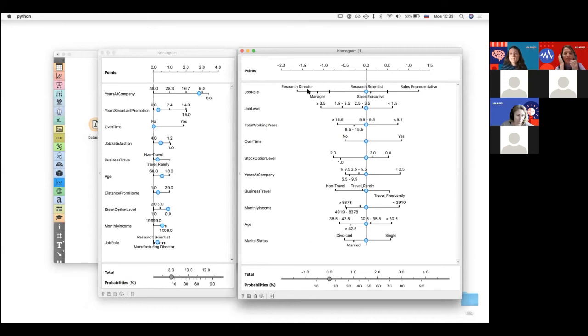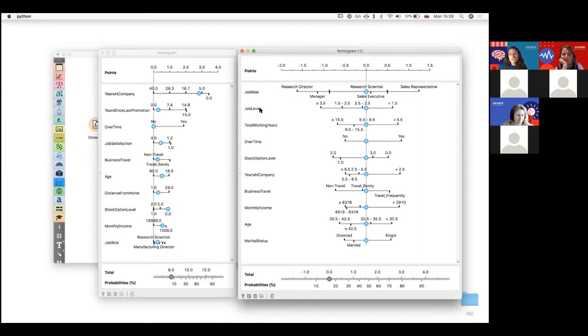With the naive Bayes nomogram, this is not the case. Naive Bayes looks at one attribute at a time. So just this one, and this one, and so on. So it's a univariate model. And it cannot handle correlations.